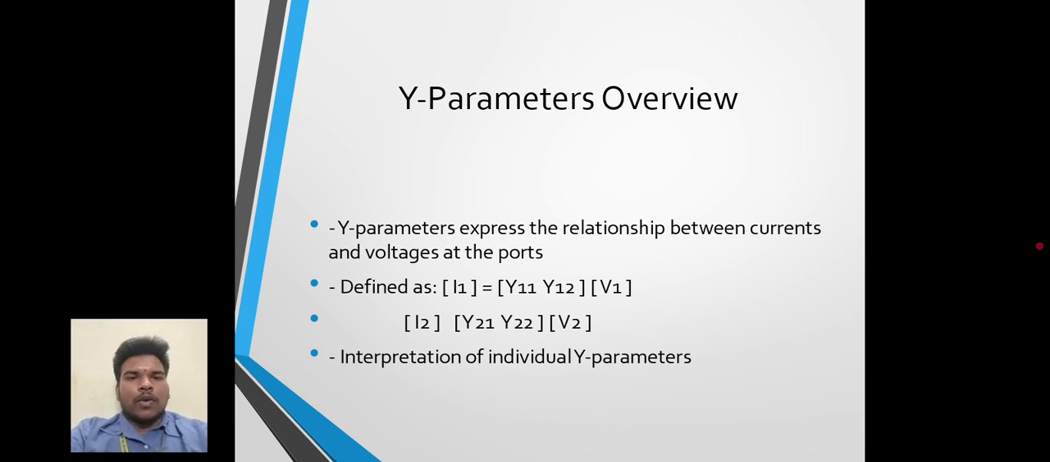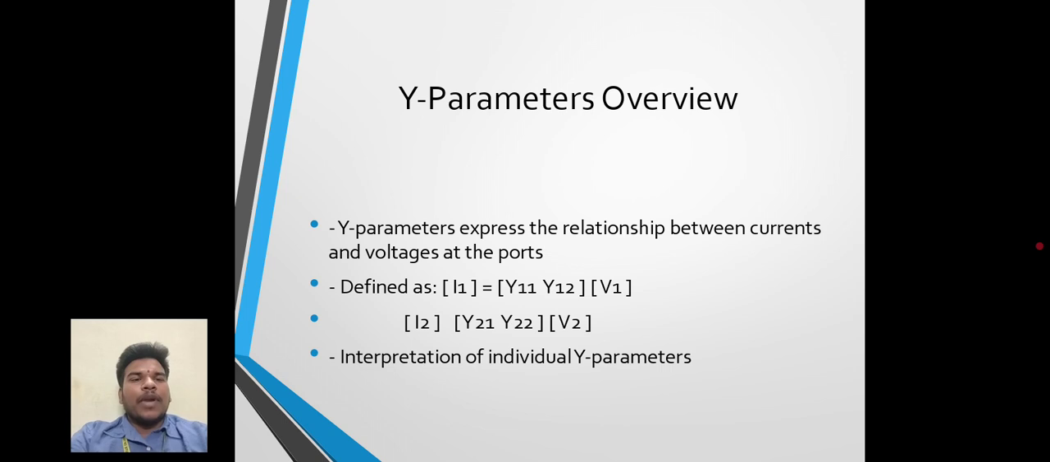Y parameters overview. Y parameters are also known as the admittance parameters. These express the relationship between the currents and the voltages at the ports. It can be defined as I1 is equal to Y11 V1 plus Y12 V2, and I2 is equal to Y21 V1 plus Y22 V2. It can be represented in matrix form such that [I1, I2] is equal to [[Y11, Y12], [Y21, Y22]] times [V1, V2].